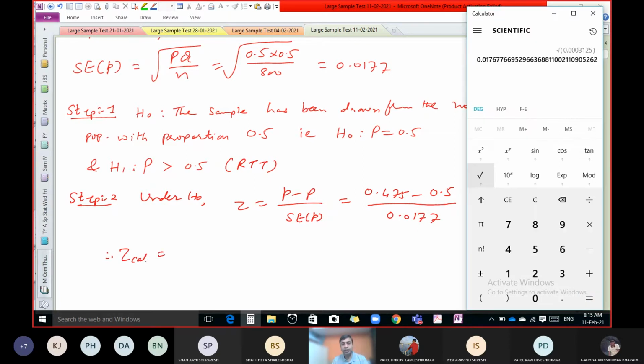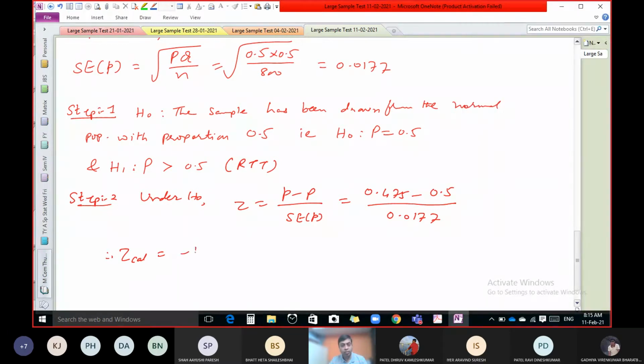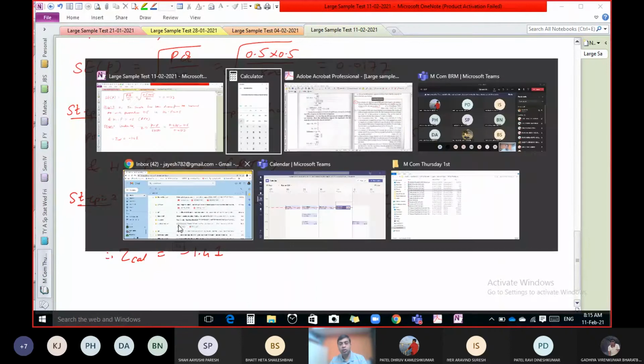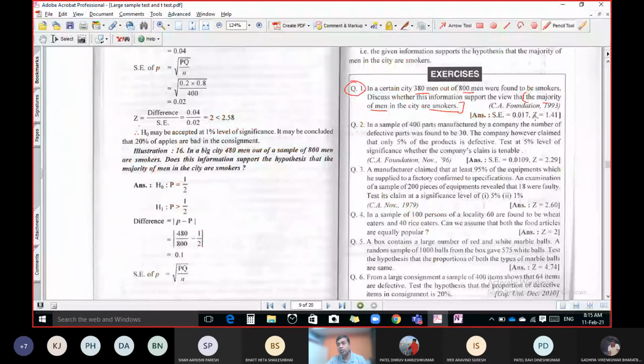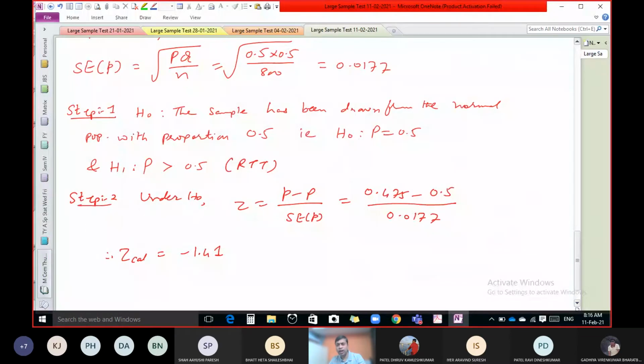Let us calculate this. 0.475 minus 0.5 divided by 0.0177. The answer is minus 1.41. So Z equal to minus 1.41. According to the procedure given in the book it should be positive, but here we have to write the same sign that we get. If positive, we write a plus sign; if negative, a minus sign. So that is the end of step 2.